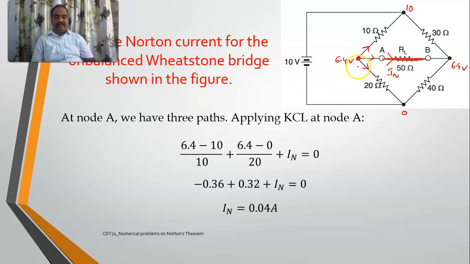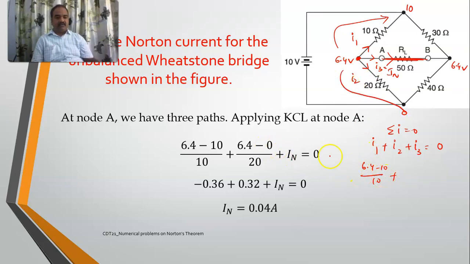So by KCL at this particular point, you know that sigma I is equal to 0. It has 3 paths. I'll take this one as I1, this one as I2, and this one as I3, which is nothing but IN. So I1 plus I2 plus I3 is equal to 0. What is I1? (6.4 minus 10) by 10, plus what is I2? (6.4 minus 0) by 20.